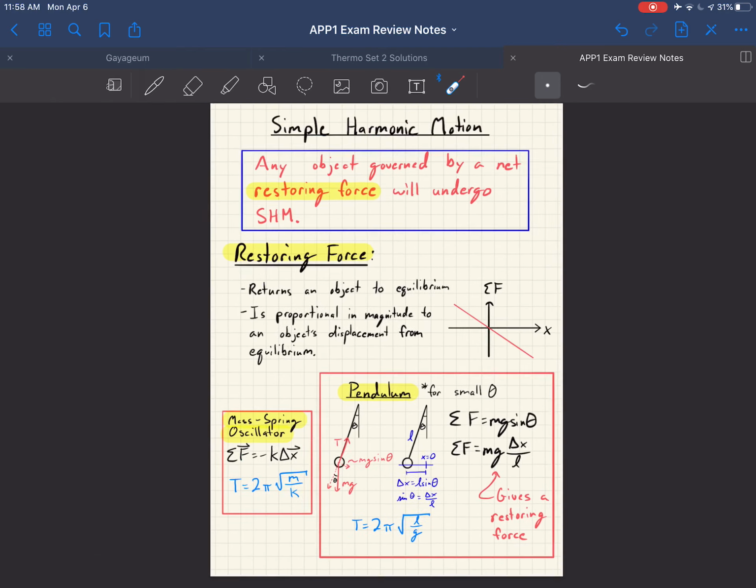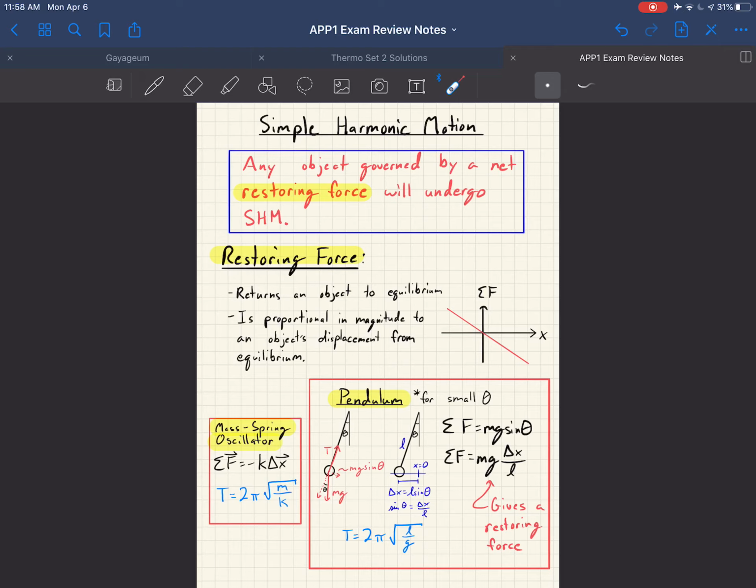So this does meet our requirements of a restoring force. The force will always pull the object back towards equilibrium, and it's also going to be proportional in magnitude to the displacement from equilibrium.